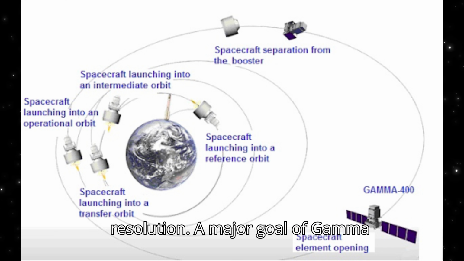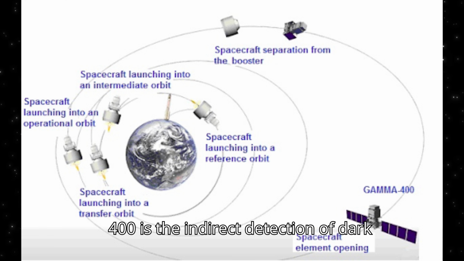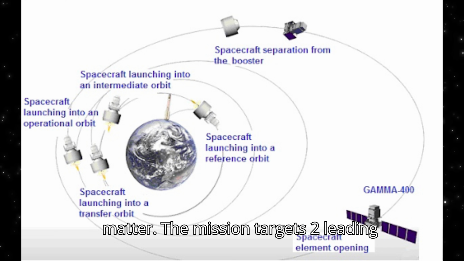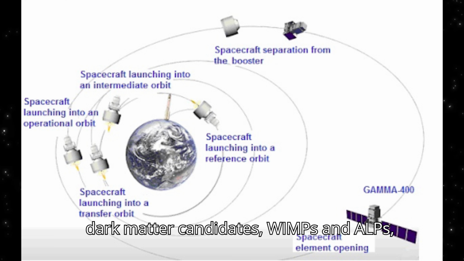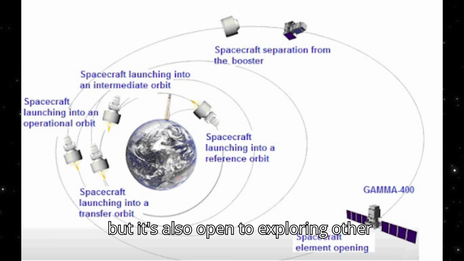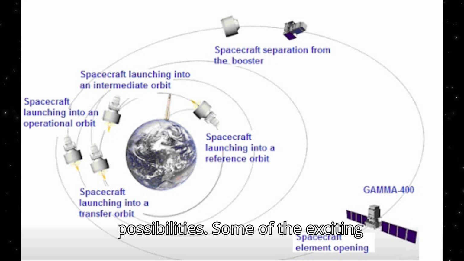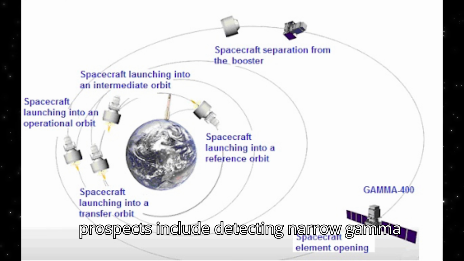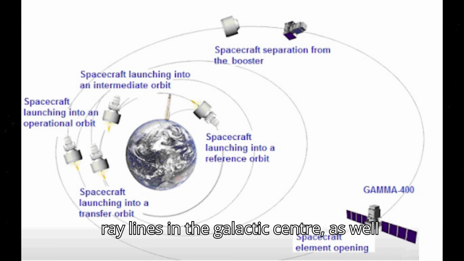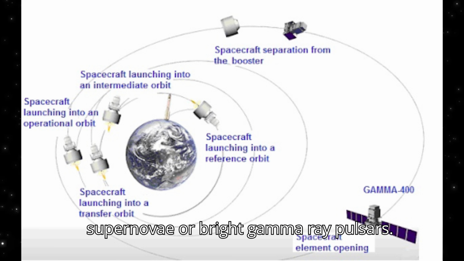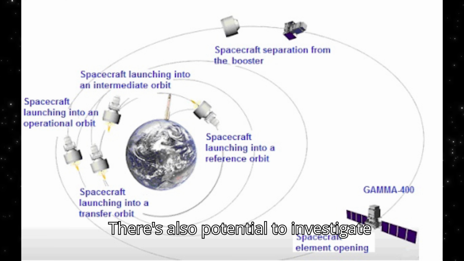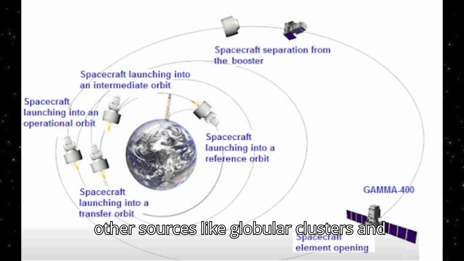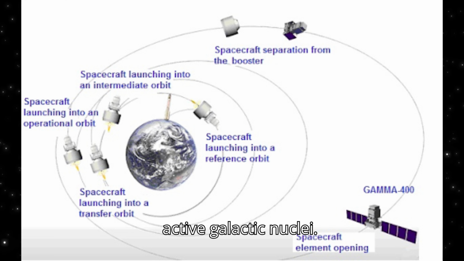A major goal of GAMMA-400 is the indirect detection of dark matter. The mission targets two leading dark matter candidates, WIMPs and ALPs, but it's also open to exploring other possibilities. Some of the exciting prospects include detecting narrow gamma-ray lines in the galactic center, as well as searching for ALPs from nearby supernovae or bright gamma-ray pulsars. There's also potential to investigate other sources like globular clusters and active galactic nuclei.